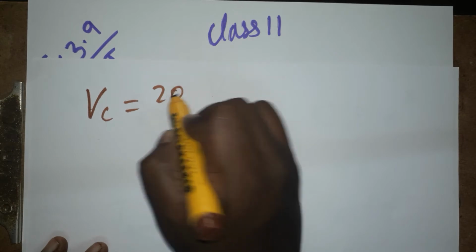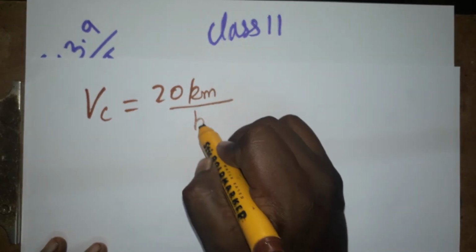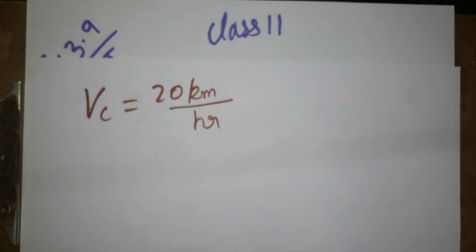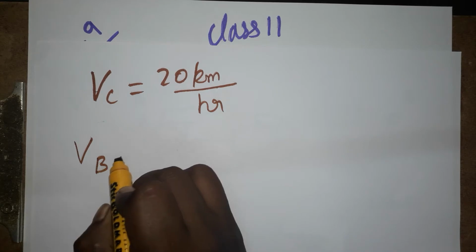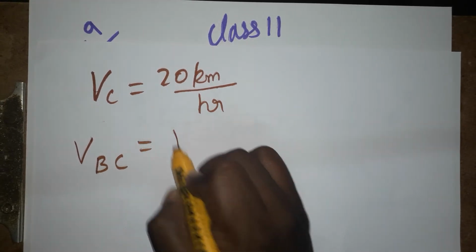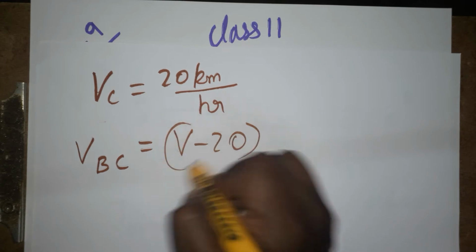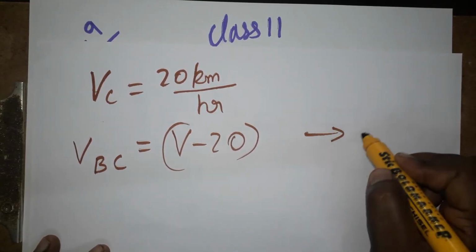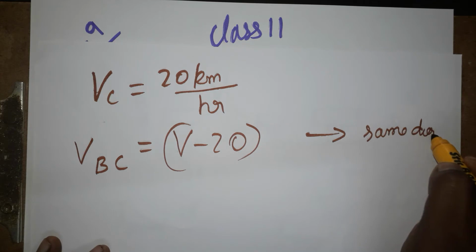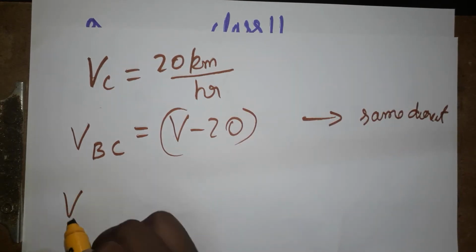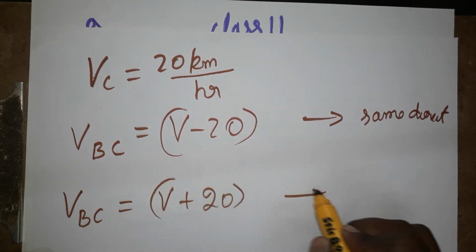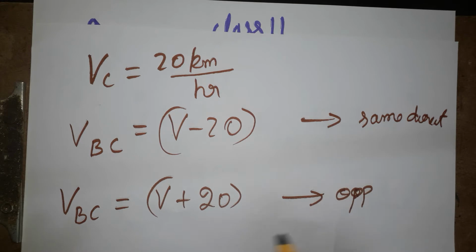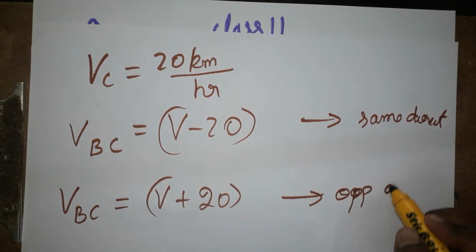First, the cycle velocity is given as 20 kilometer per hour. Now the velocity of the bus with respect to the cycle, same direction, will be V minus 20. Why V minus 20? Because it's the same direction. Now the velocity of the bus with respect to the cycle, opposite direction, is V plus 20. Why V plus 20? Because it is opposite direction. Already I said opposite direction you should add the velocity, same direction you should subtract the velocity.